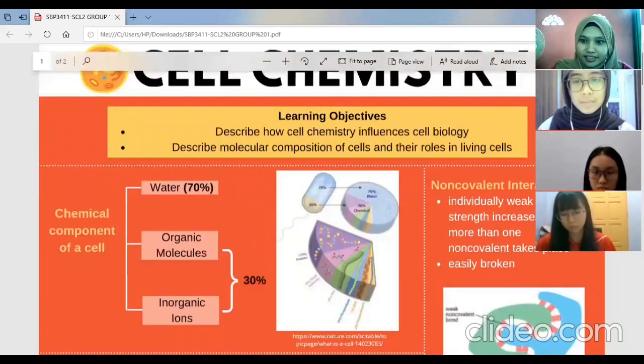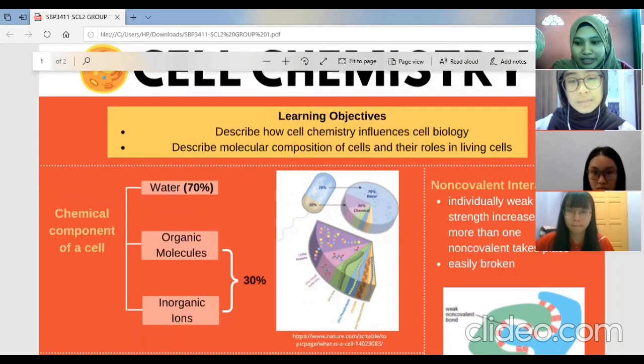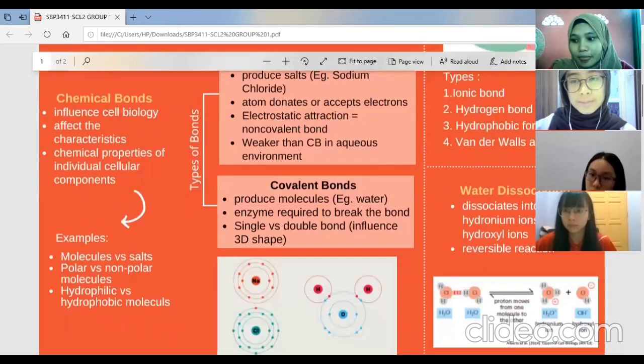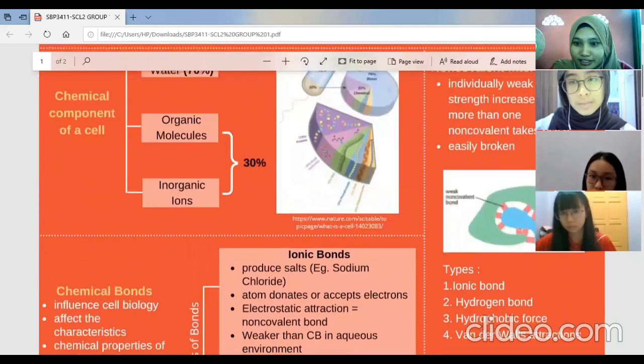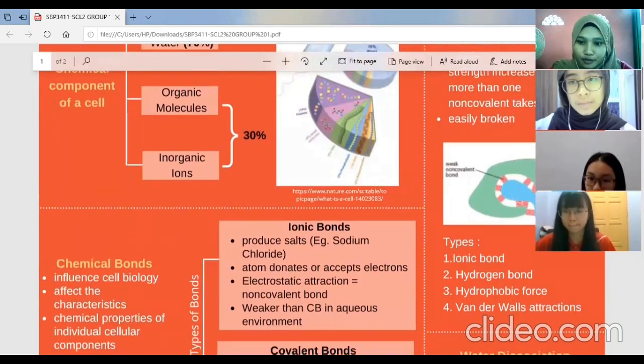Okay, next. Non-covalent interaction. The chemistry between different molecules in the cell involves non-covalent interaction. There are four types altogether. For example, ionic bonds, hydrogen bonds, hydrophobic force, and van der Waals attraction.